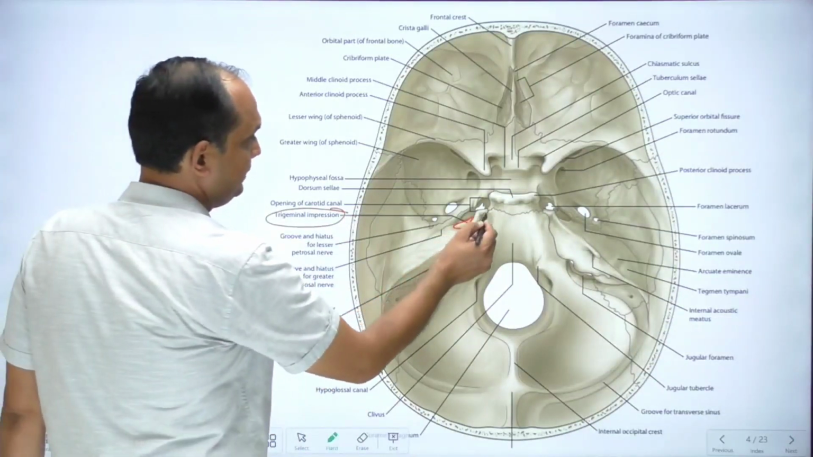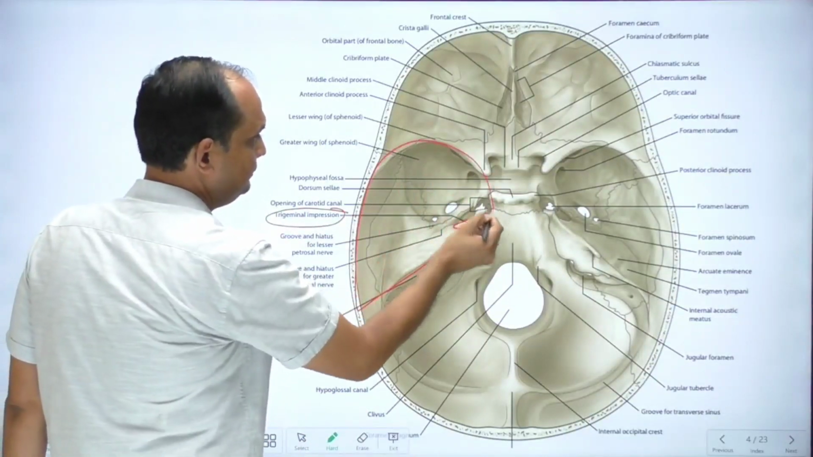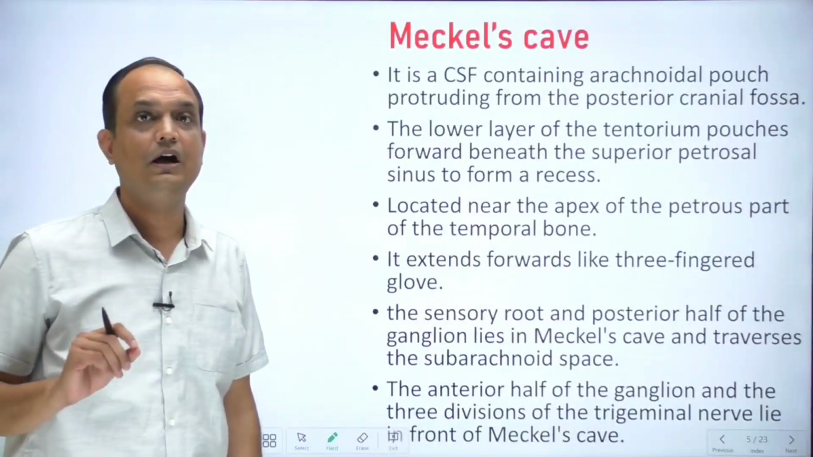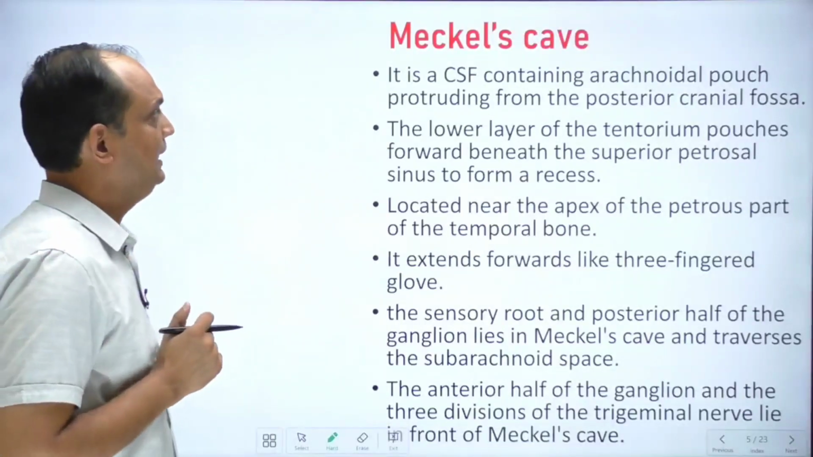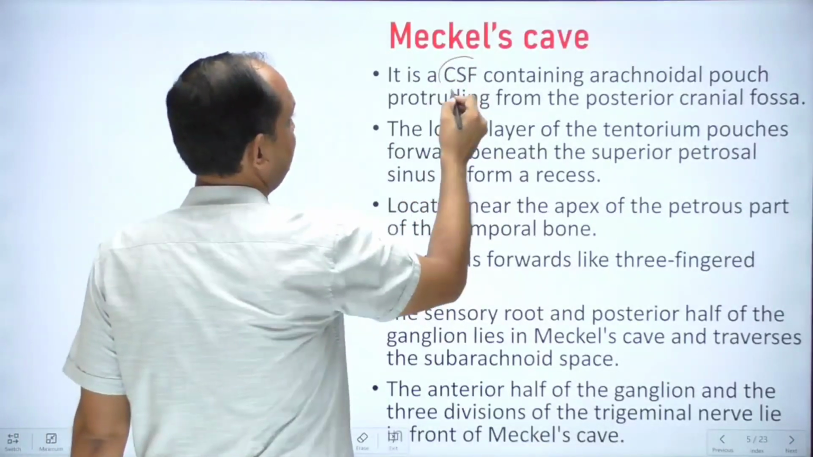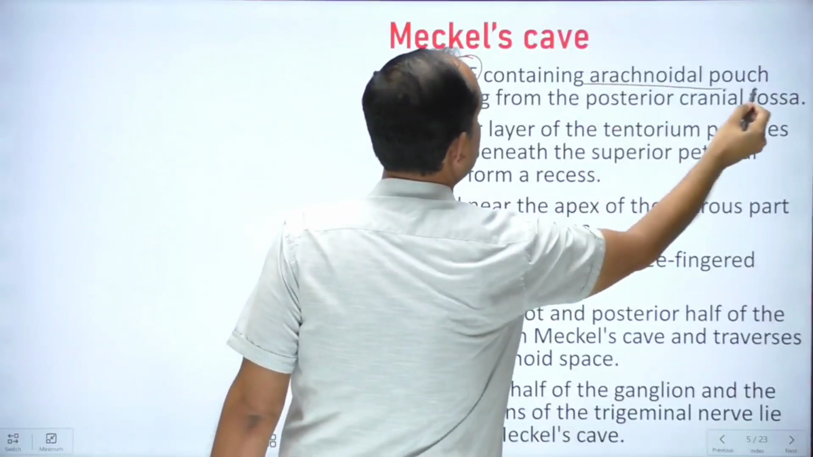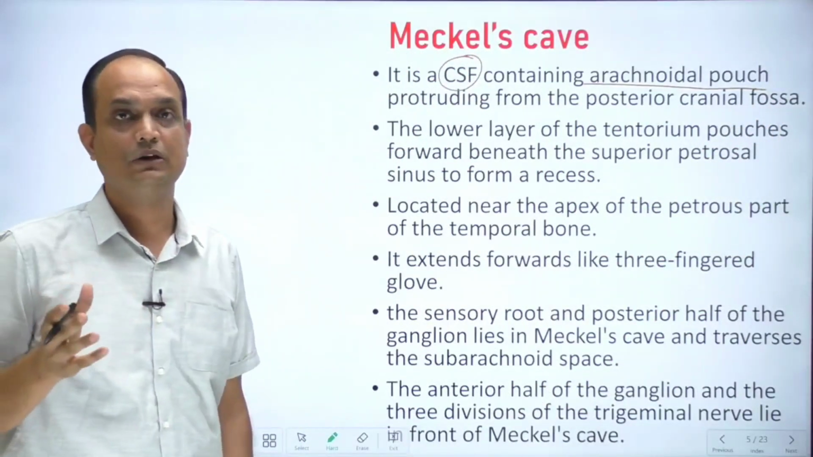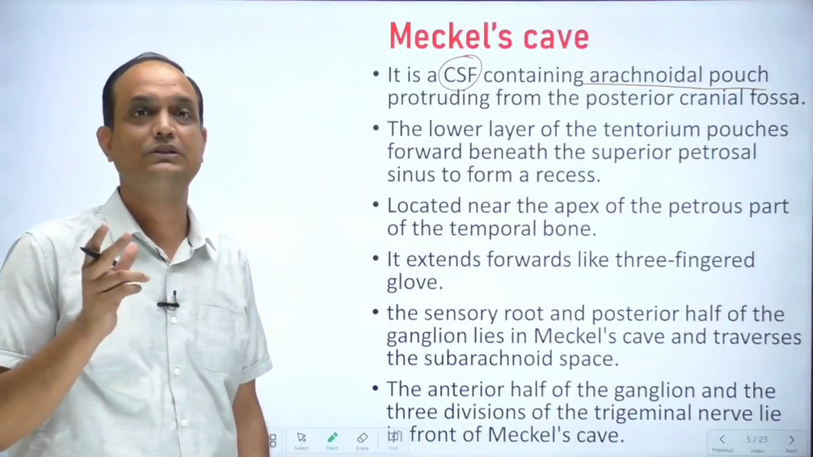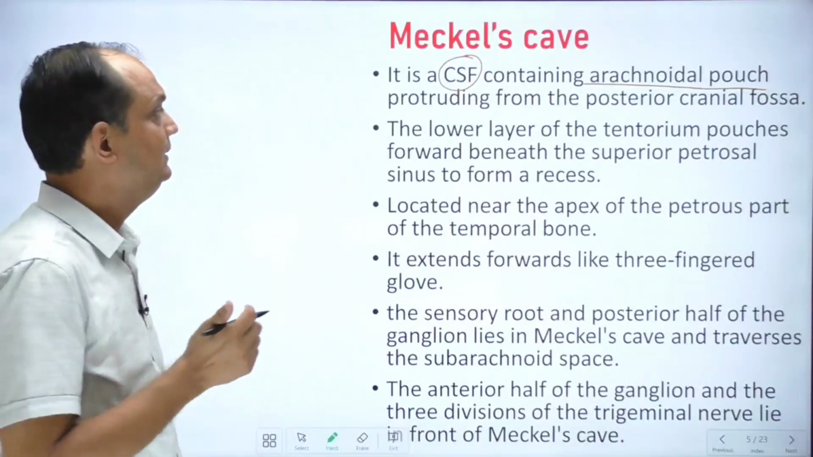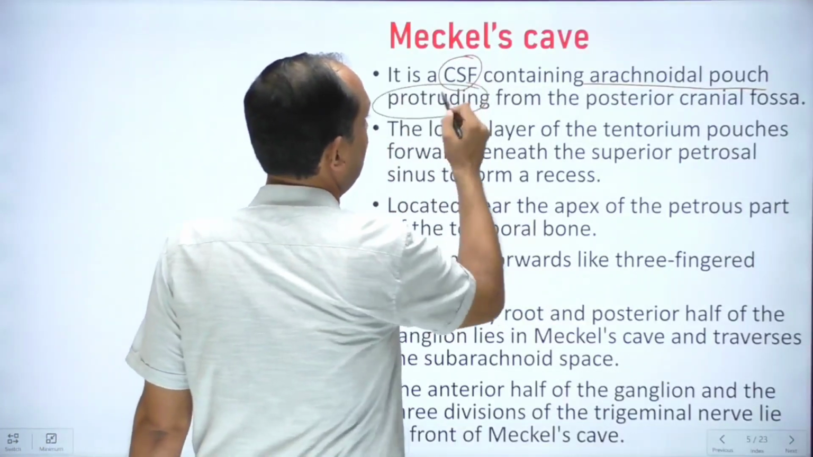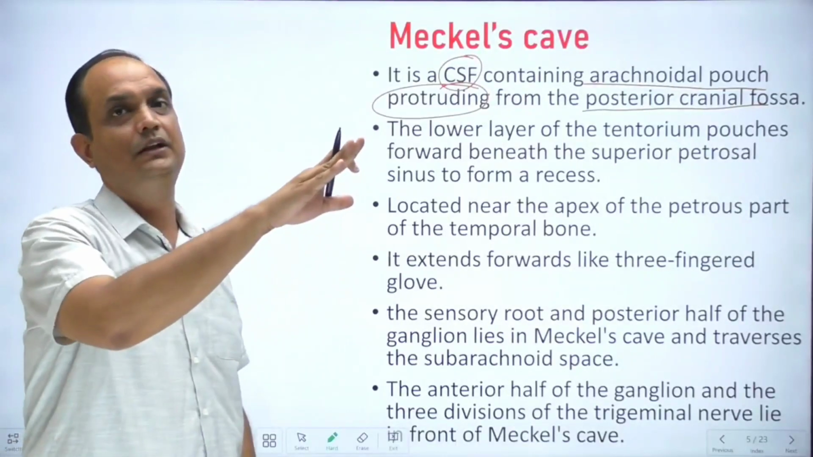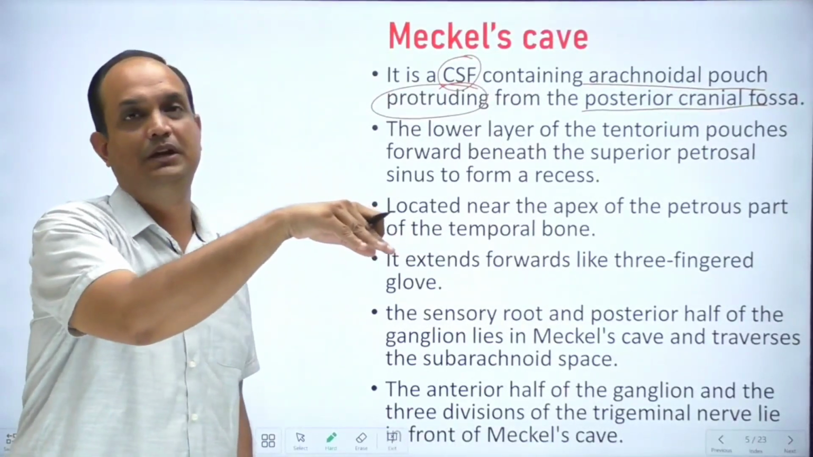Now this is part of the middle cranial fossa. Clear? Then what is Meckel's cave? How does Meckel's cave form? So Meckel's cave is a CSF-containing arachnoid pouch. ठीक है? Meckel's cave क्या है बच्चों? It is a pouch, और ये pouch क्या करता है? इस pouch के अंदर CSF भरा है and this pouch protrudes from the posterior cranial fossa. ये pouch protrude होता है posterior cranial fossa से और it extends into the middle cranial fossa.